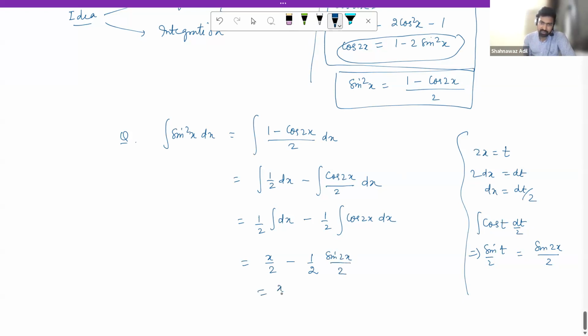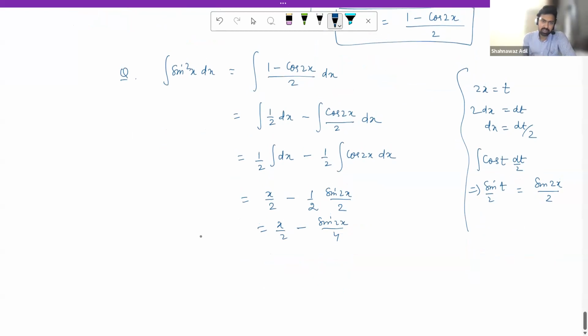So this integration will be x by 2 minus sine 2x by 4. So that is the integration of sine square x dx. Is it clear? Yes, sir.